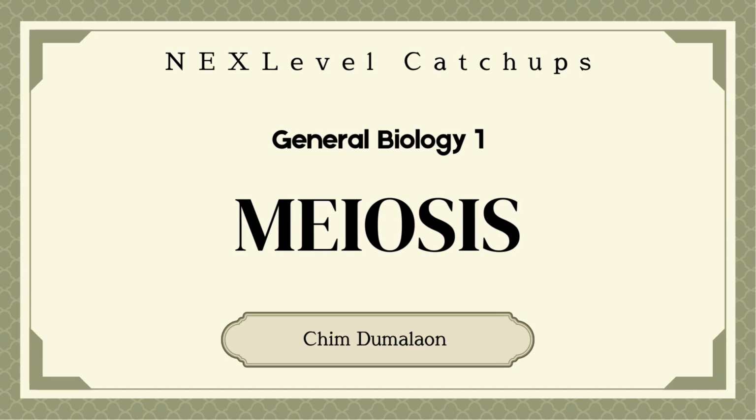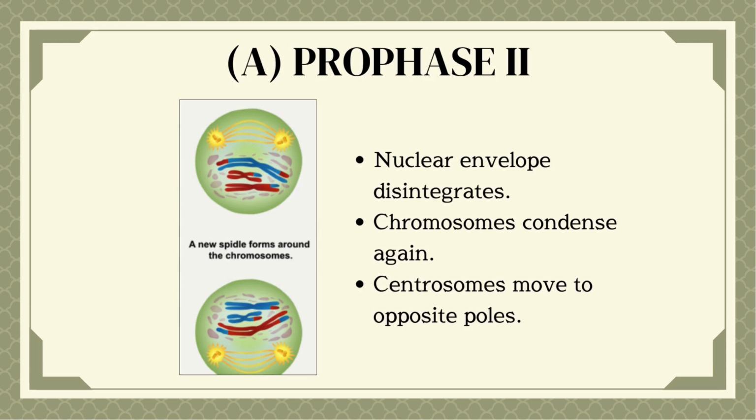Now, we'll be tackling the second phase of meiosis. First, we have the prophase 2. The prophase 2 is the first stage of the second meiotic division. At this point, two haploid cells exist, each with half the original number of chromosomes. But each chromosome is still made of two sister chromatids.